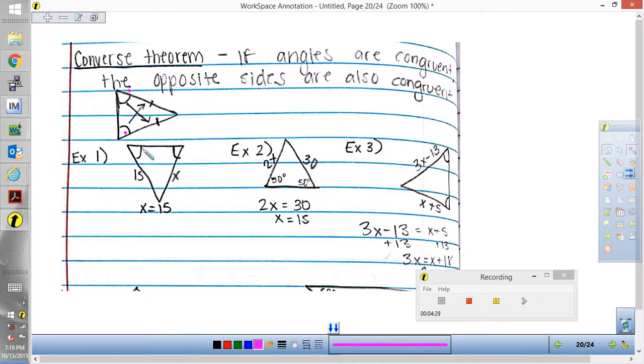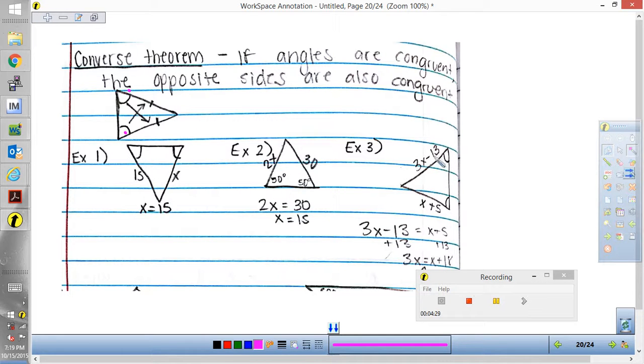So if I know these two base angles are congruent, then I know these two sides are congruent, so x is 15. If here we have an angle of 50 degrees and an angle of 50 degrees, then these two sides must be equal, so we set the equation 2x equals 30. Divide both sides by 2, and what is x?